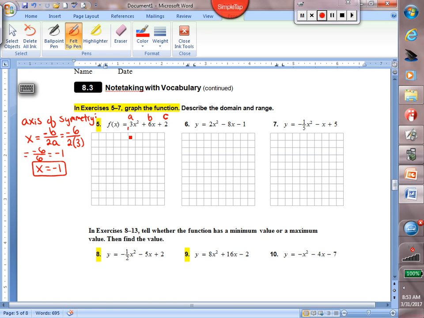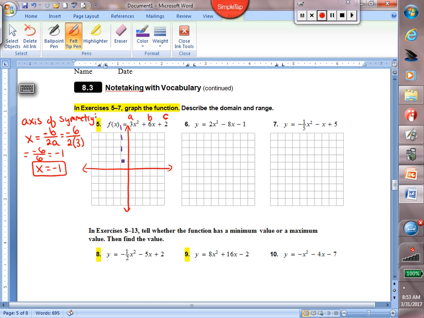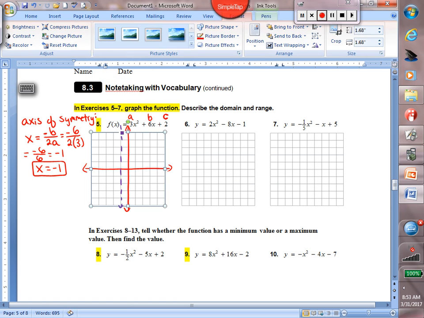So let's go ahead and put my axes in. And it says our axis of symmetry is x equals negative 1. So there's the axis of symmetry. Let's talk about our vertex. Remember, the x value of the vertex is the same as the x value for the axis of symmetry. So I already know the x value for the vertex.